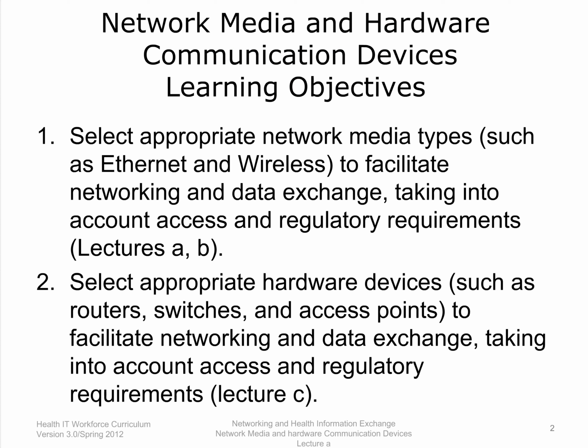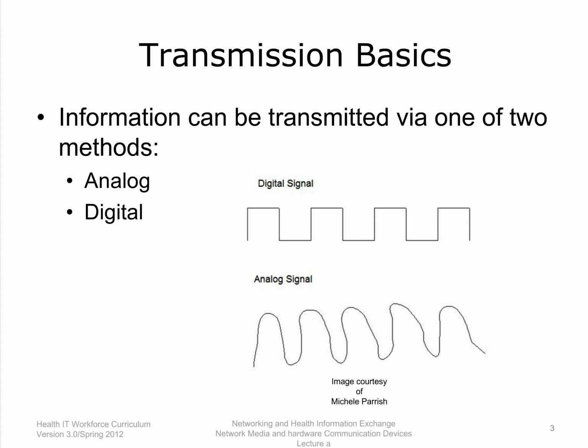Slide 2. The objectives for this unit, network media and hardware communication devices, are to select appropriate network media types, such as Ethernet and wireless, to facilitate networking and data exchange, taking into account access and regulatory requirements. Select appropriate hardware devices, such as routers, switches, and access points, to facilitate networking and data exchange, taking into account access and regulatory requirements.